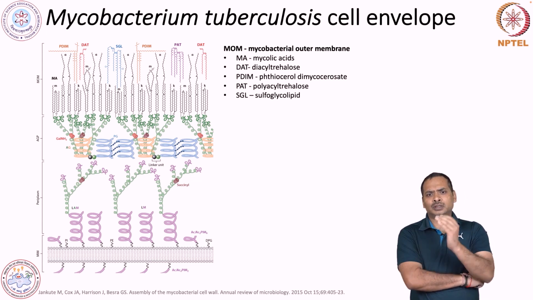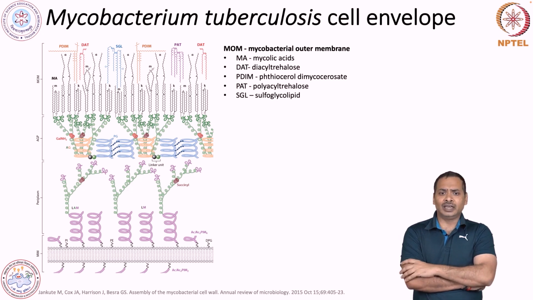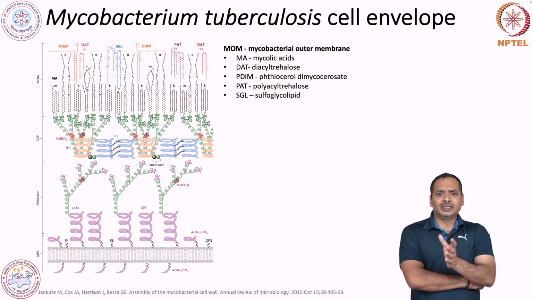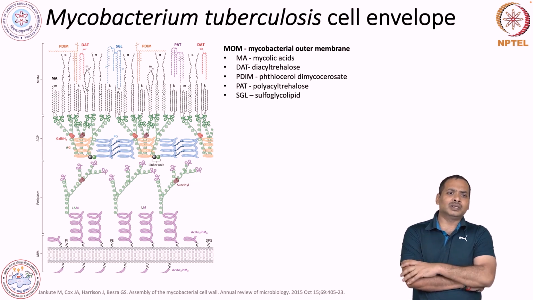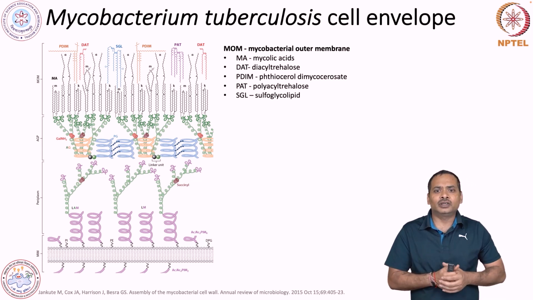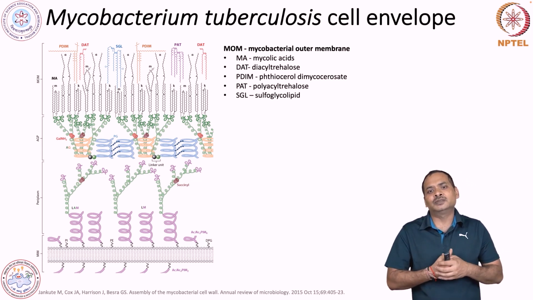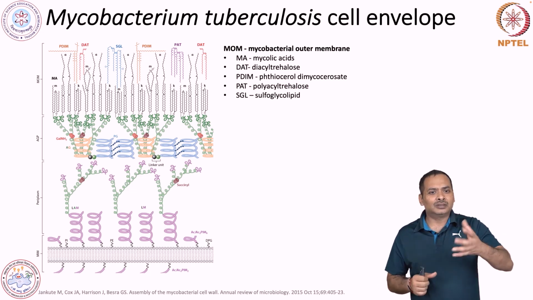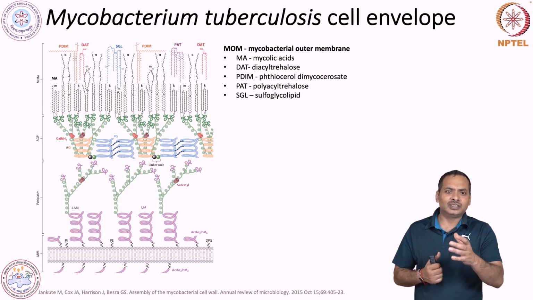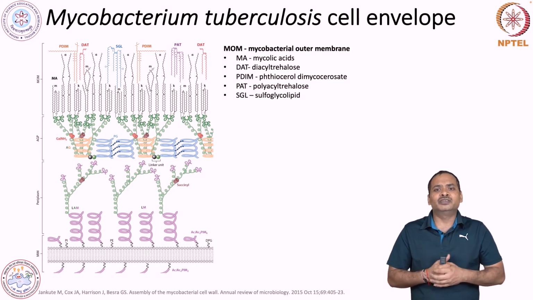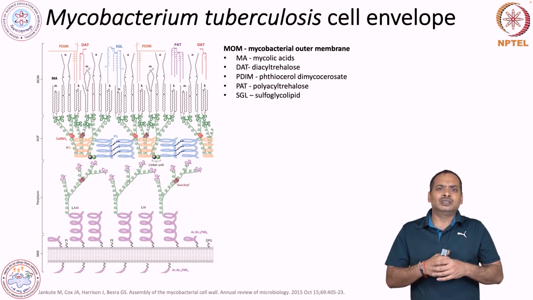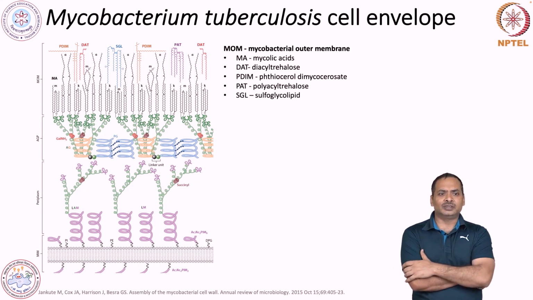There is a polyacyl trehalose, and there are sulfoglycolipids. These are very complex molecules, and if you look carefully, you can find that these are mostly lipids and lipid-sugar derivatives, and long chain carbon compounds are there.